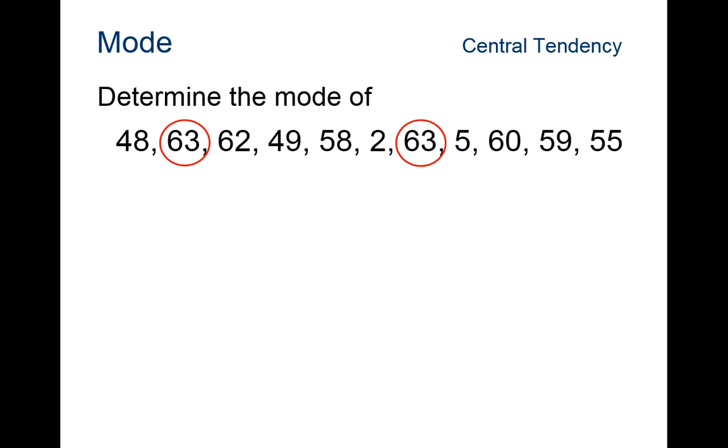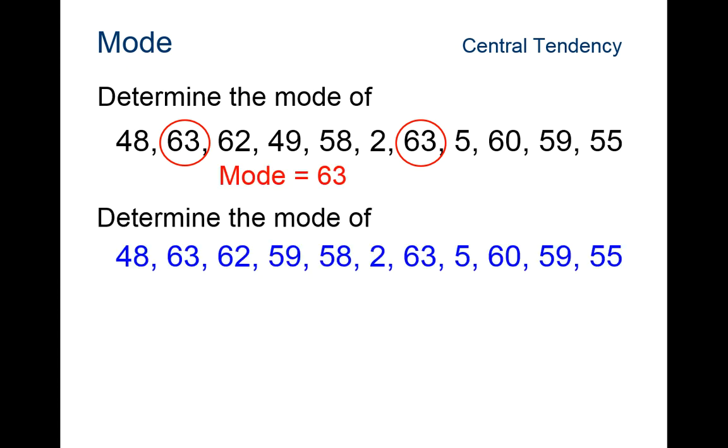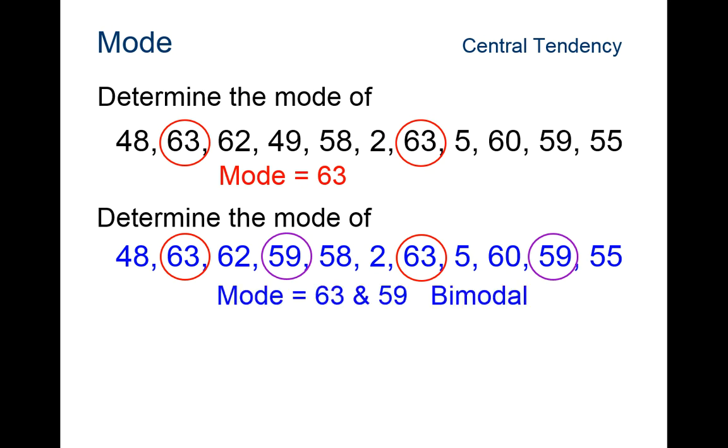Let's look at another set of data. Determine the mode of this set of data. Take a second. This set is bimodal. Did you choose 63 and 59? Both 63 and 59 occur twice, which is the most frequent of any of the numbers. So this is a bimodal set.